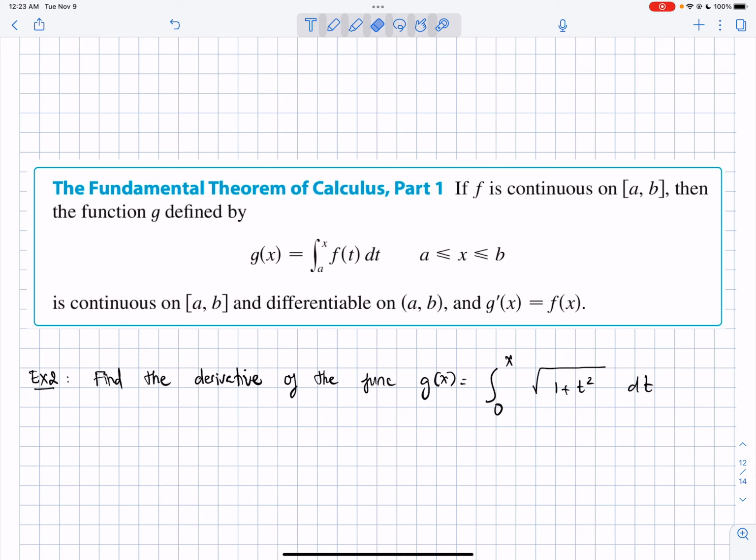Fundamental Theorem of Calculus, Part 1. If function f is continuous on the closed interval [a, b], then the function g defined by g of x equals the integral from a to x of f of t dt, where x is in the closed interval [a, b], is continuous on [a, b] and also differentiable on the open interval (a, b). Then the first derivative of the function g is the function f of x.